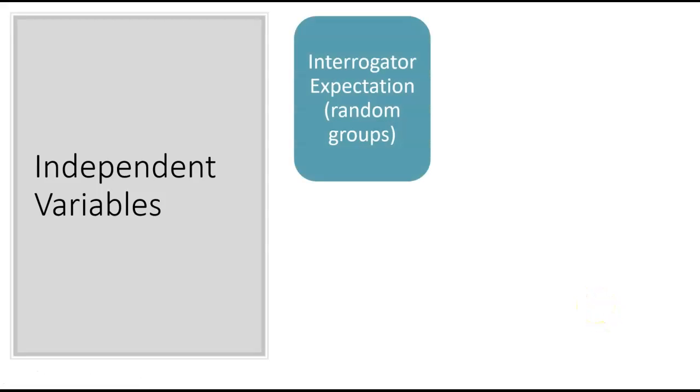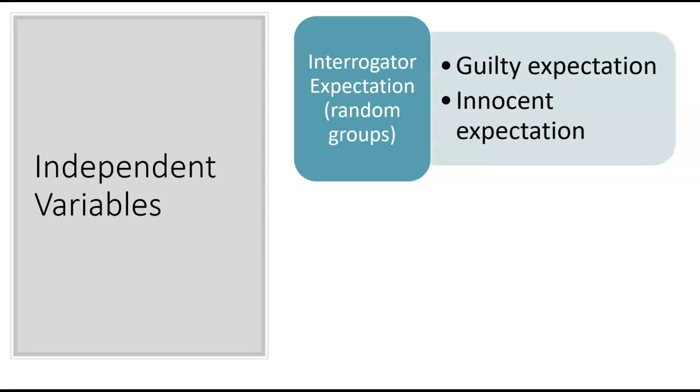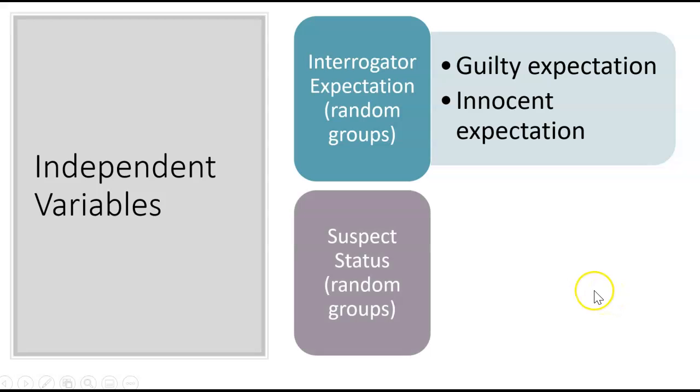Now the independent variables, you have interrogator expectation, and these are random groups, so that means that the participants were randomly assigned to groups. So you have one group that is assigned to the guilty expectation group, and the other group is randomly assigned to have an expectation of innocence. And they manipulate this through a priming procedure.